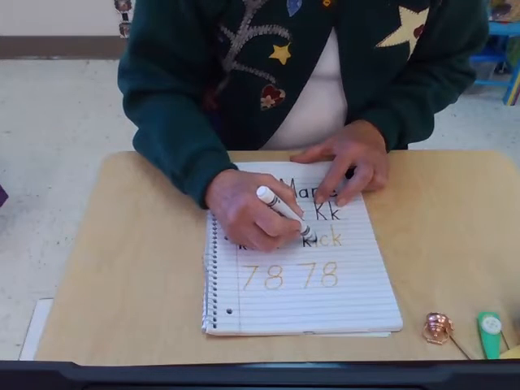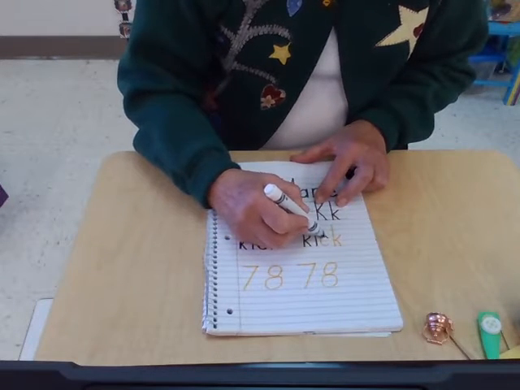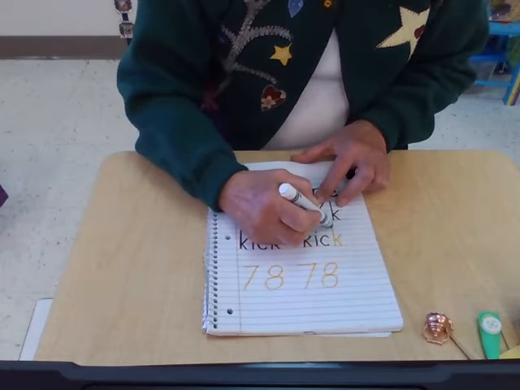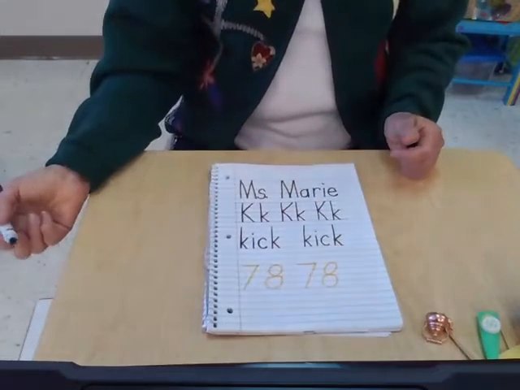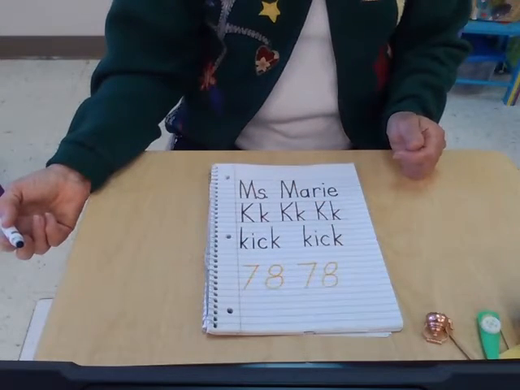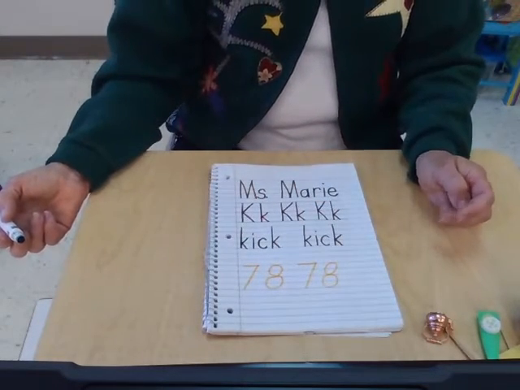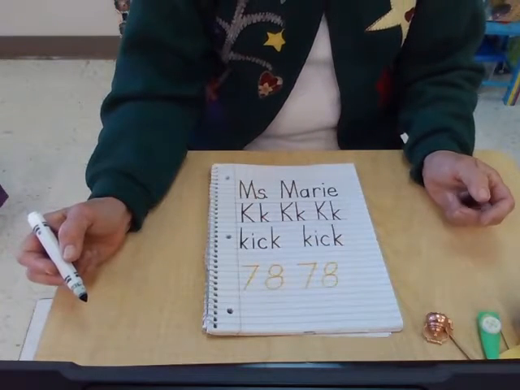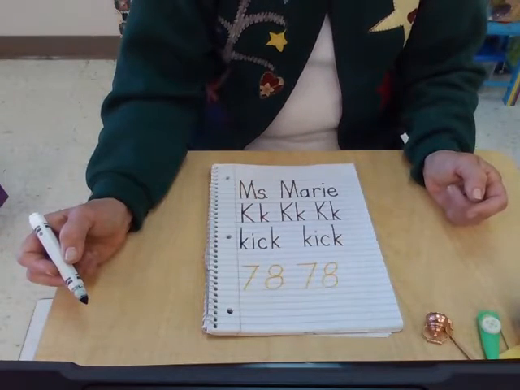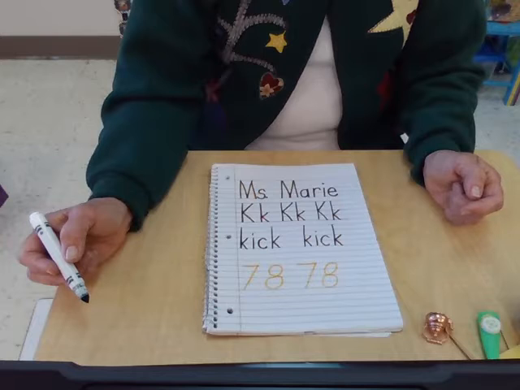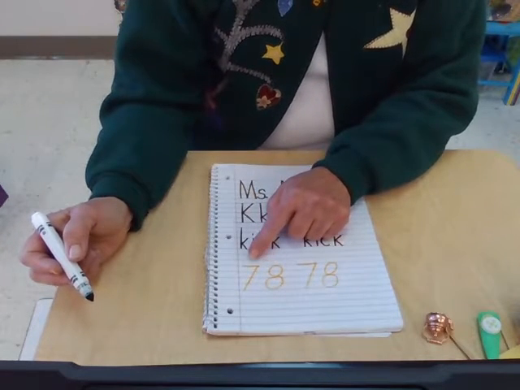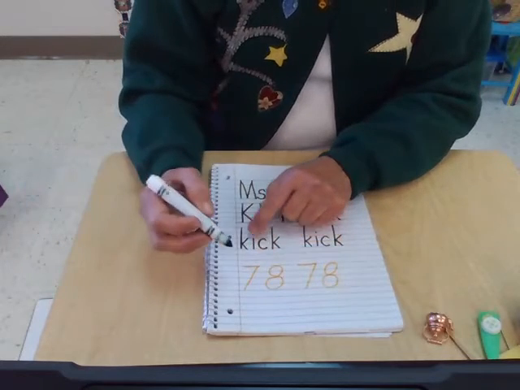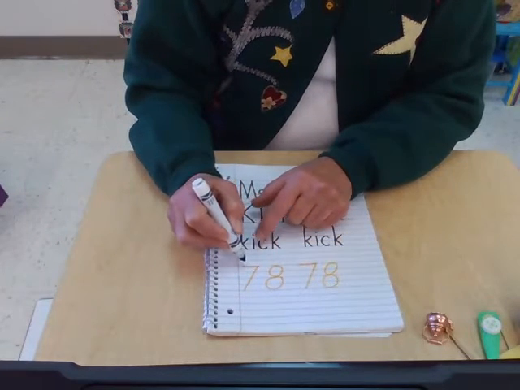I, C, K. Diagonal, kick. There we go. Now I think we worked on the numbers 6 and 5 and 4 and all the lower numbers, but I am going to show you how to make a 7 today because that's the number we're working on.